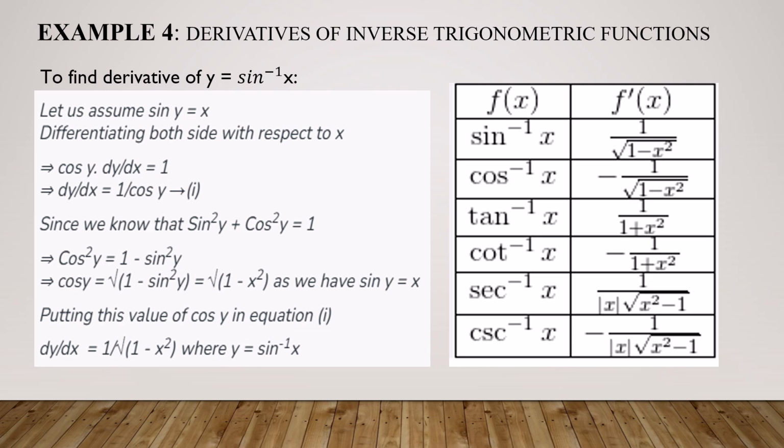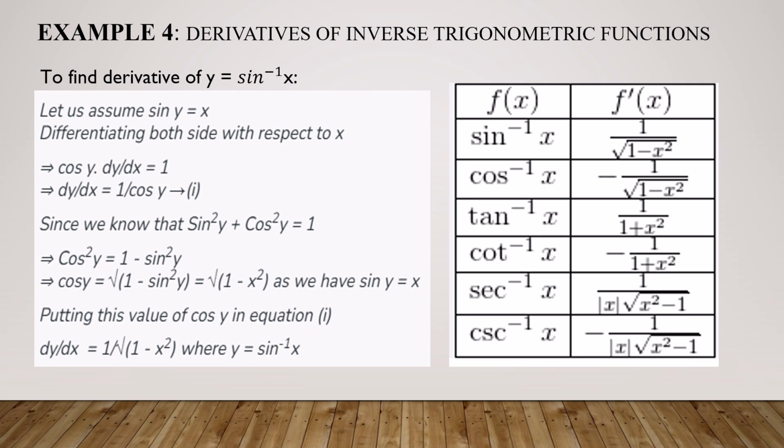The derivative of x with respect to x is 1. Therefore, dy by dx is 1 upon cos y. Now already you know sine square plus cos square is 1. So cos square is 1 minus sine square, or cos y is root of 1 minus sine square, which is over here root of 1 minus x square. So now what we have is cos y is equal to root of 1 minus x square.